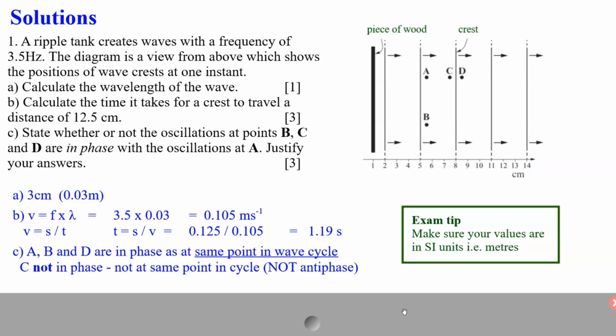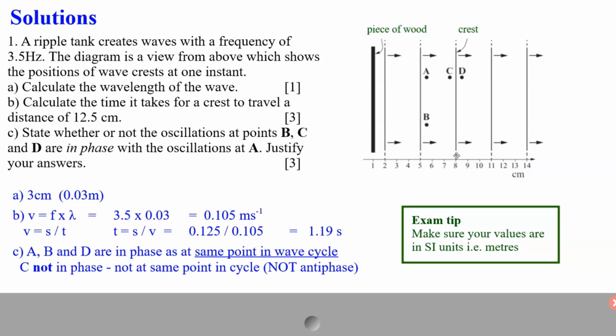Right, part C. So we can see that A and B, it appears judged by eye, that they're in the same position in their cycle, and also particle D or point D is in a similar position. So we could say, judged by eye, approximately, A, B and D are all in the same phase because they're at the same point in their wave cycle. Remember that the wavefront, we could assume this is the start of the wave. So this wavefront over here, that's the start of the next wave. So A, B and D are all in the same phase. So C is not in phase.